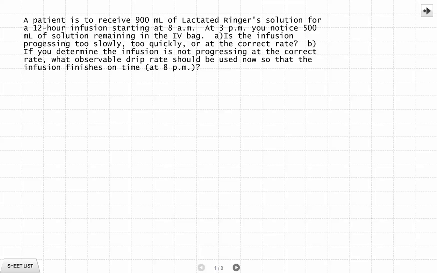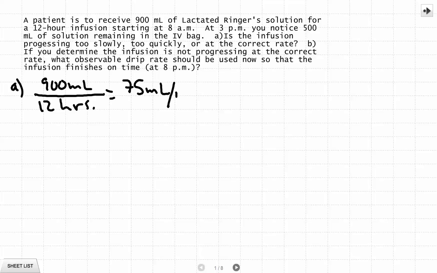All right, so in part A, we want to look at the infusion rate. If we were to take 900 milliliters and partition that over a 12-hour period, that would be the same as saying we should have 75 milliliters infused per hour. So for every 1 hour of infusion, 75 milliliters should be used up.